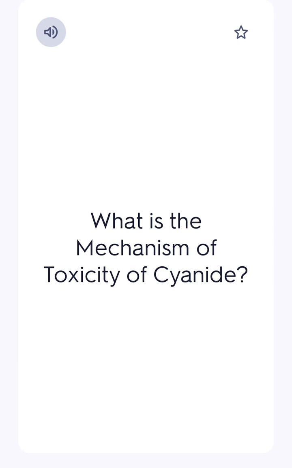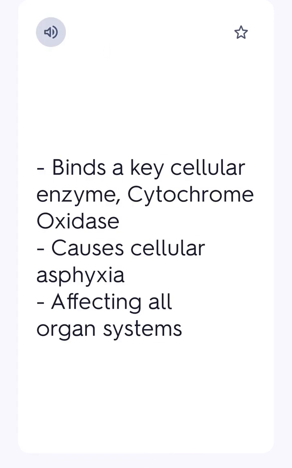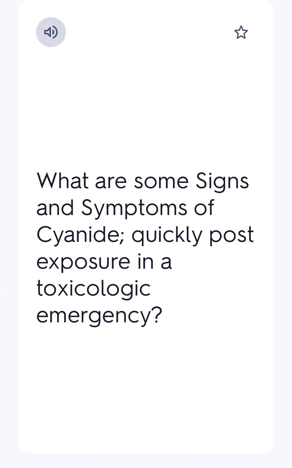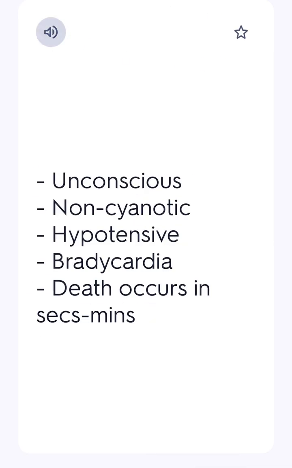What is the mechanism of toxicity of cyanide? Binds a key cellular enzyme, cytochrome oxidase, causes cellular asphyxia, affecting all organ systems. What are some signs and symptoms of cyanide quickly post-exposure in a toxicologic emergency? Unconscious, non-cyanotic, hypotensive, bradycardia, death occurs in six minutes.